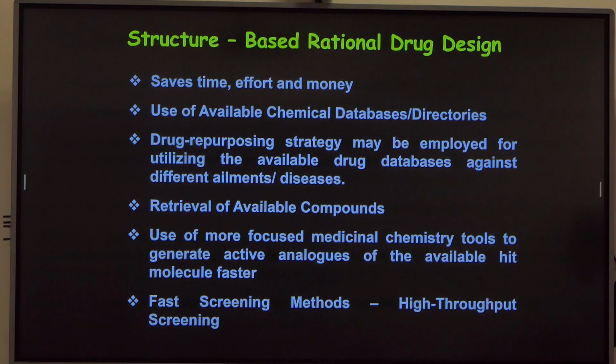Multi-stage targeting is also possible. The same molecule tested on multiple targets is also possible. You can use that.